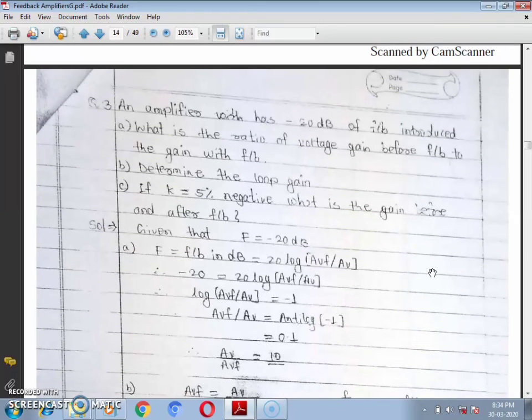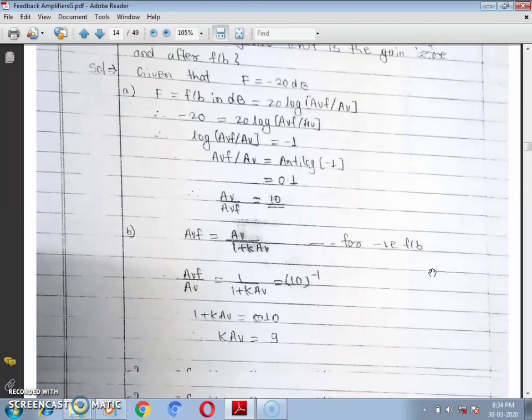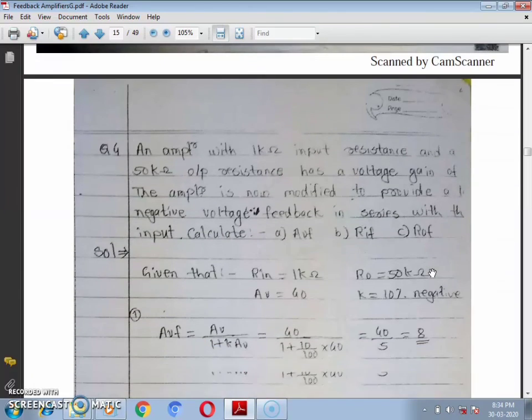Similarly, consider an amplifier which has a minus 20 dB feedback introduced. What is the ratio of voltage gain before feedback to the gain with feedback? Determine the loop gain. If K is equal to 5%, then what is the gain before and after? You can also refer to this one. So these are a number of numericals you can try.